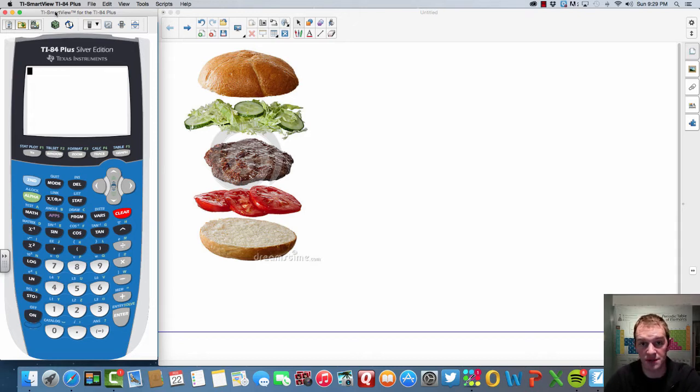So to start us off tonight, I wanted to come up with this really simple example of a hamburger. And you might not like hamburgers, and that's okay, but just try to follow along with my analogy for just a couple of minutes and we'll figure out what's going on.